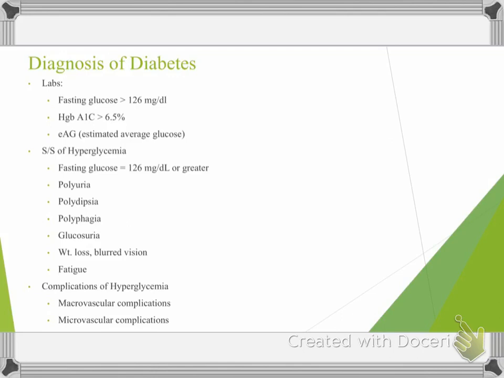Then you have polyphagia, which is increased appetite or hunger, because the cells are not getting glucose, so they think they're starving. So they're telling you, hey, we need some food. You need to give us food because we have no energy. You're going to have glucose in your urine because the renal tubules are overwhelmed by the amount of glucose that they're having to reuptake back into the bloodstream.